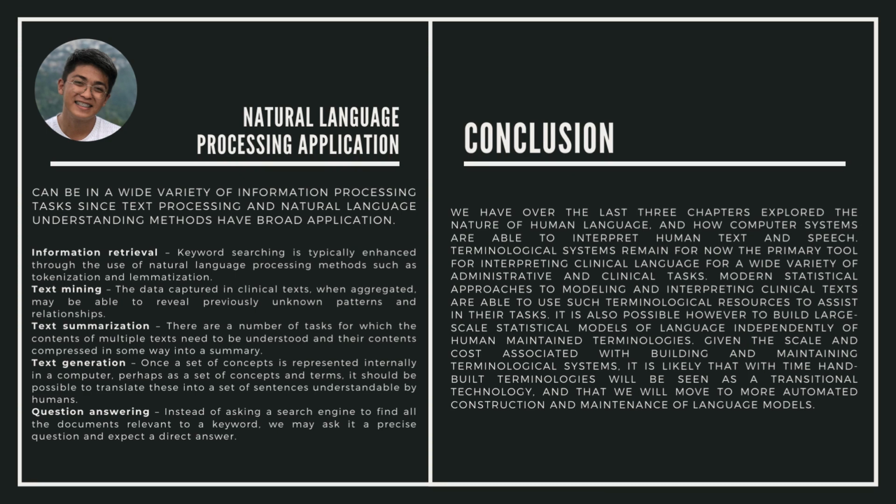For information retrieval, keyword searching is typically enhanced through the use of natural language processing methods such as tokenization and lemmatization. When a search for heart is entered into a search engine, it makes sense that related words such as cardiac are also searched for, and a good search engine performs a query expansion to include all the obvious synonyms and lexical variants associated with the keyword a user has provided.